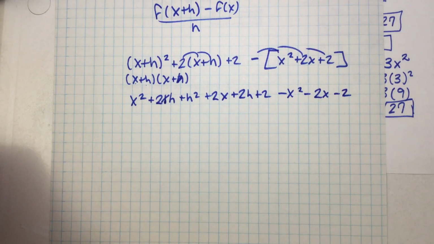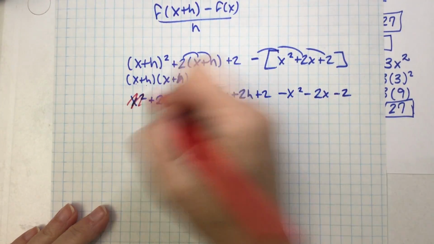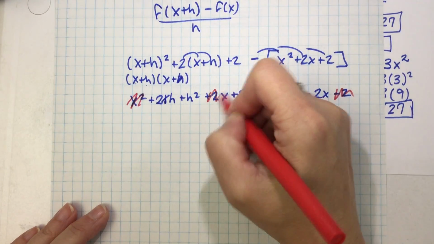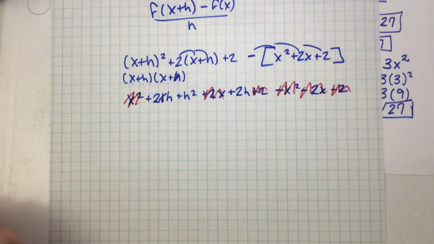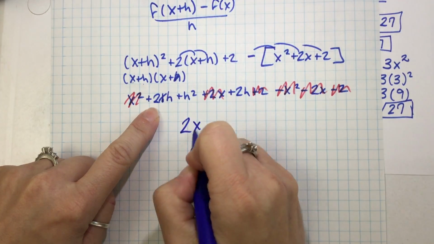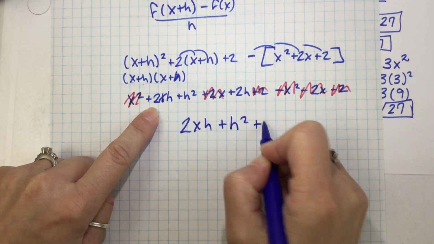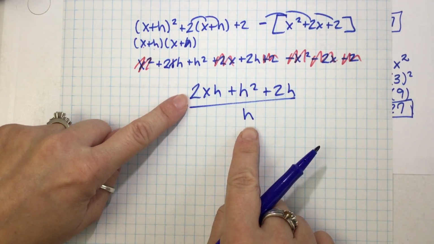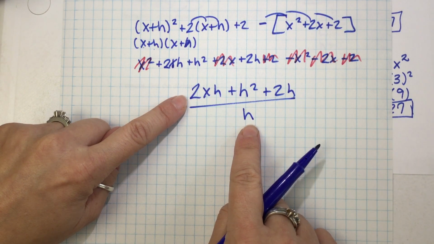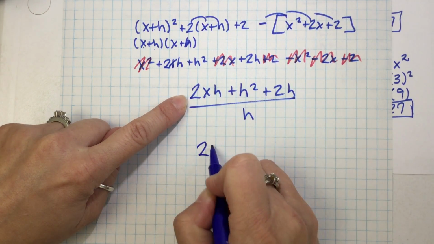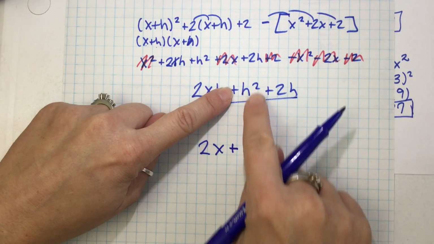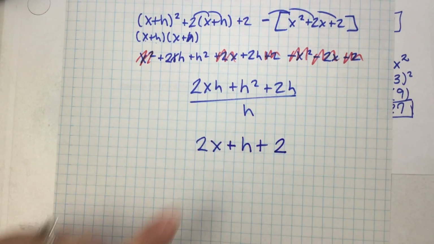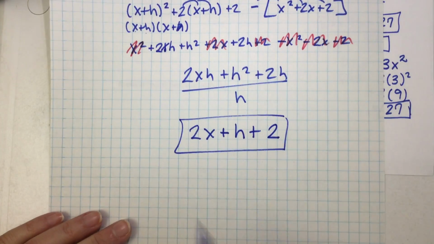Now when I look, I should be able to cross a whole lot of stuff off. Positive x squared, negative x squared. Positive 2, negative 2. Positive 2x, negative 2x. So what I have remaining is 2xh plus h squared plus 2h. Now I go ahead and put that h in the bottom. Go one term at a time and eliminate an h. h would cancel h, giving you 2x. Plus 2h, take one h out, I'm down to 1. Plus h would cancel h, leaving me with the 2. So that is the first part.